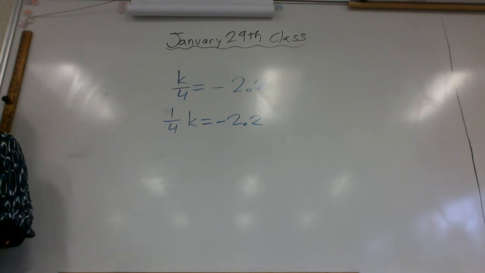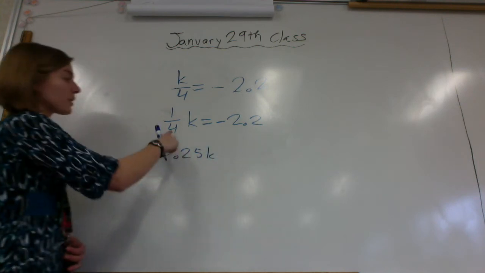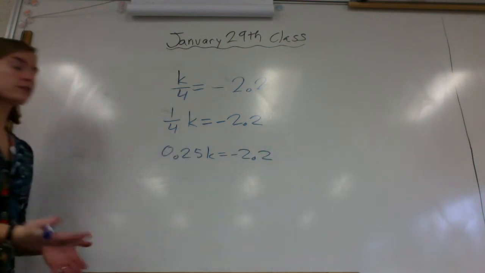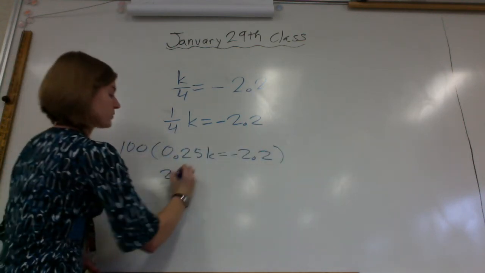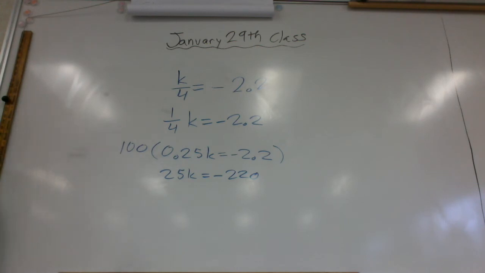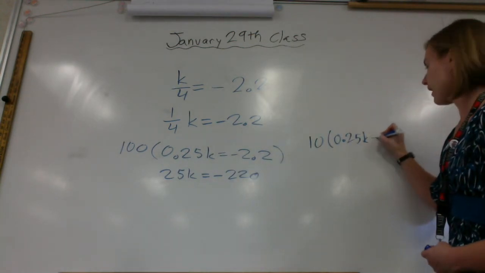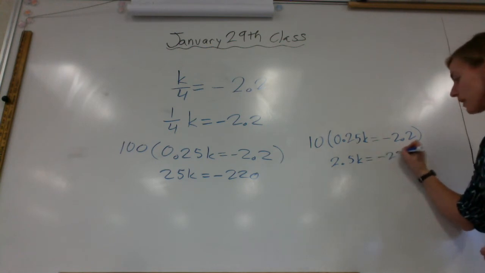Yes, 7. So now, once again, we can change the fraction of a 4 to 0.25 times k. Once we're there, we can make the choice to multiply everything by 100. So we get 25k equals a negative 220. Yeah, you can absolutely multiply everything by 10. So if we did 10 times our 0.25k equals a negative 2.2, you get 2.5k equals a negative 22.